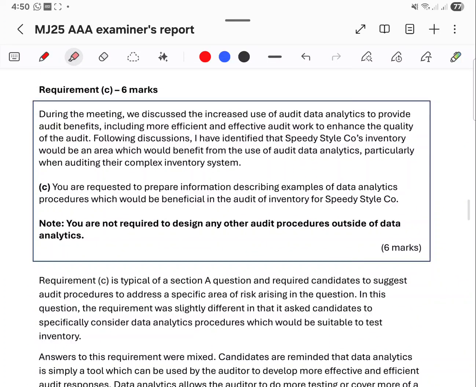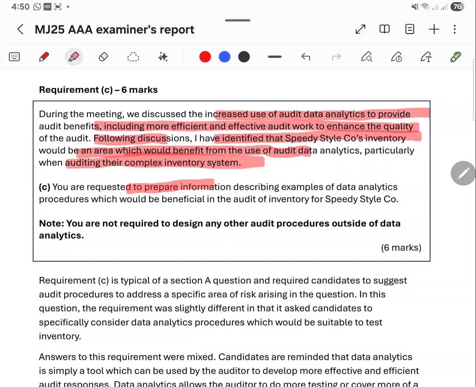Requirement C. As you can see, during the meeting we discussed the increased use of audit data analytics, providing a more efficient and effective audit and enhancing quality. Following the discussion, I have identified that Speedy Style Company's inventory would be an area which would benefit from the use of audit data analytics, particularly when auditing their complex inventory system. You are required to prepare information describing examples of data analytics which should be beneficial in the audit of inventory for Speedy Style Company.